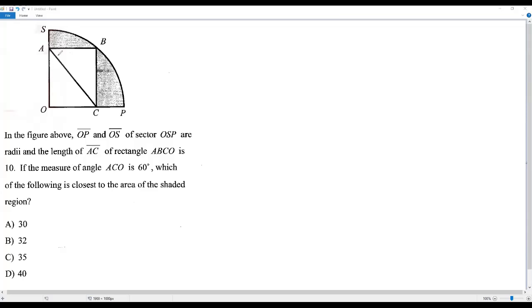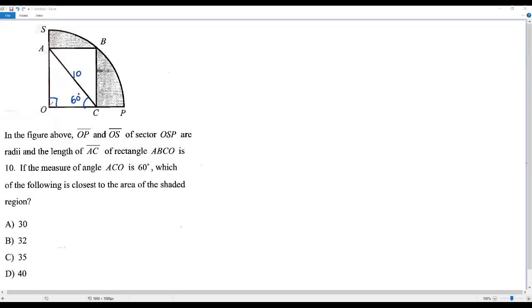The length of this line segment AC is given, that is 10. Actually, AC represents the diagonal of the rectangle. Its length is 10. And also, we have the measure of angle ACO, which is 60 degrees. It's given in the question. Since ABCO is a rectangle, the angle measured at each vertex will be a right angle. So here we'll have a right angle at the vertex O of the rectangle.